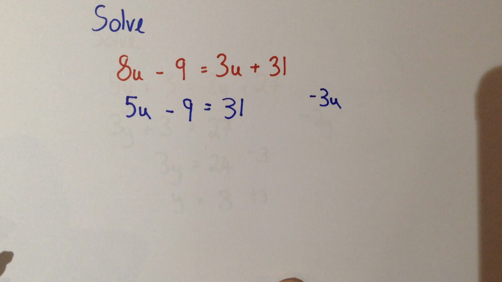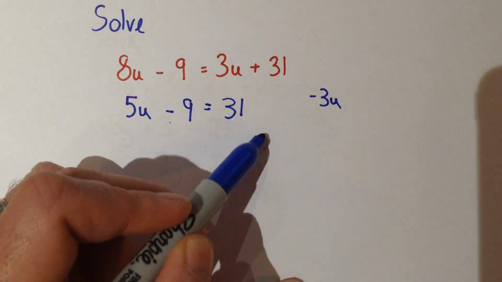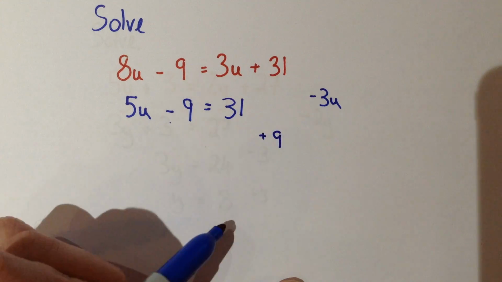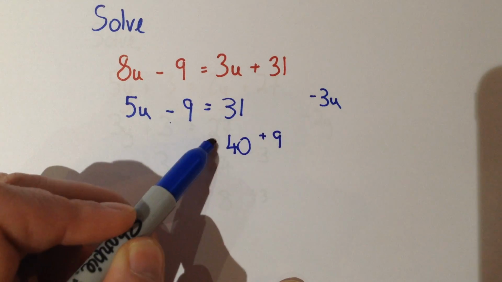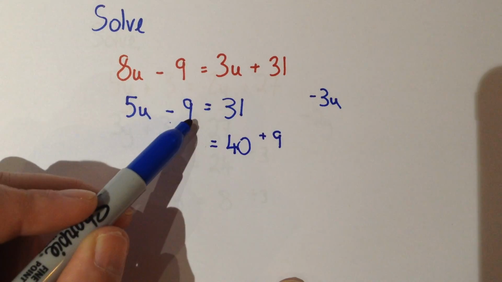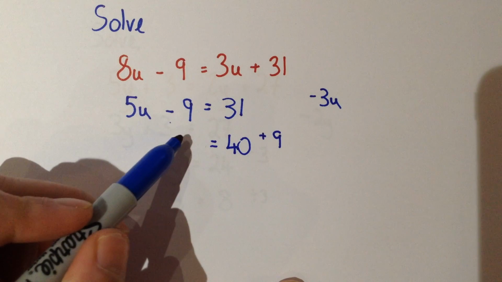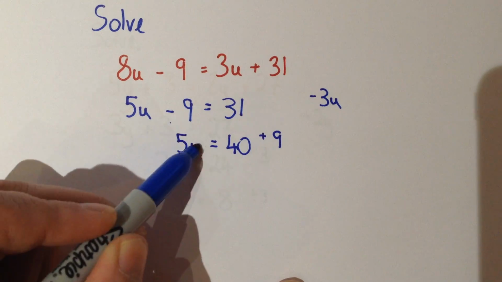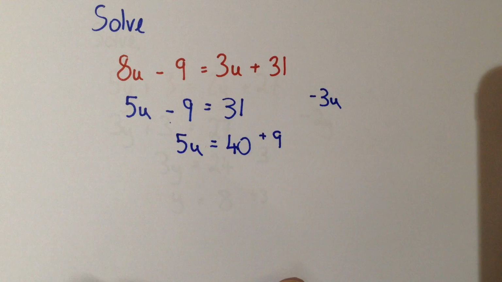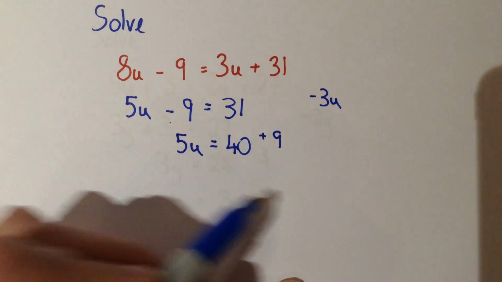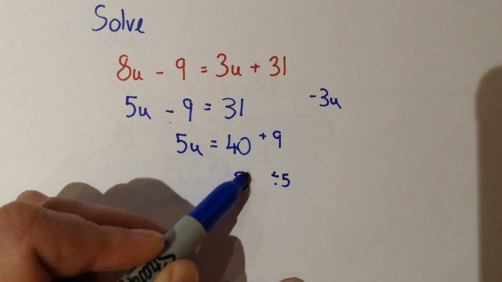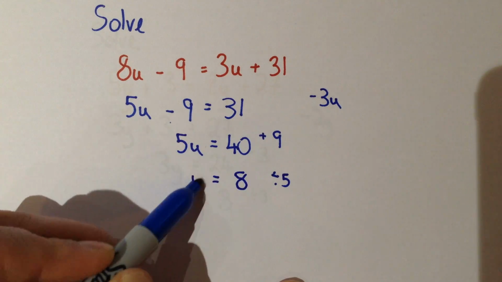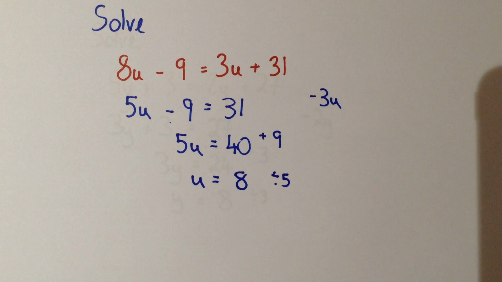I then need to start looking and doing the opposite, or the inverse. The inverse of take away 9 is add 9, so that will give me 40 on the right hand side. And on the left, the minus 9 and add 9 cancel each other out, leaving us just 5u. Opposite of times 5 is divide by 5, so we get 8 on the right and u on the left. So u equals 8.